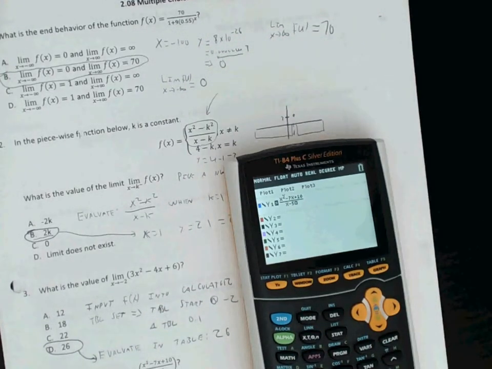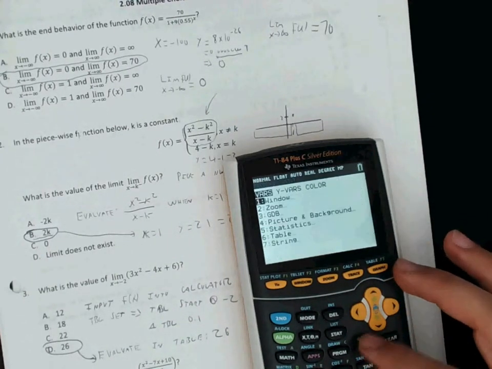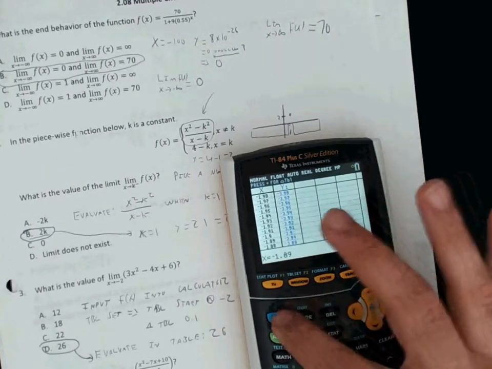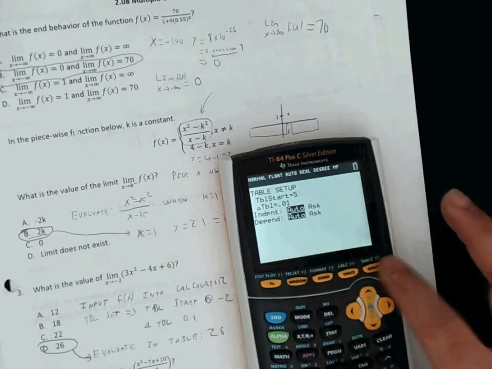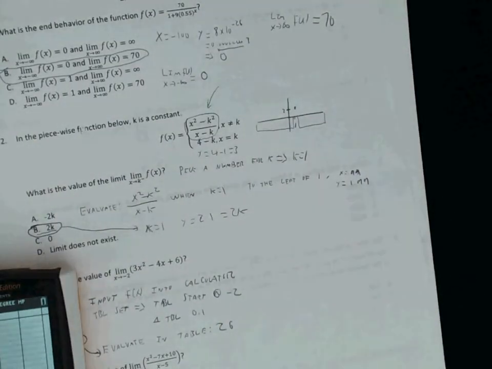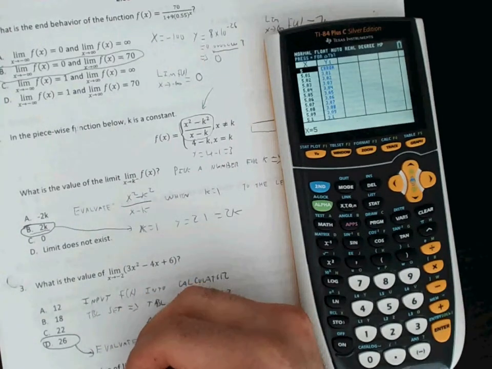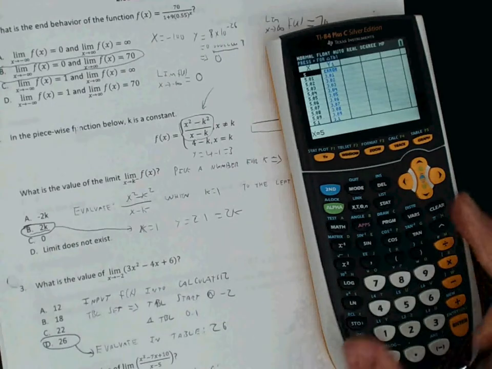Now, we go to second table, and we're going to table set, and our table start is going to be at 5. So now when you evaluate the function, at 5 there's an error. So let's read out the table. So we say evaluate in calculator, and then we have our table.